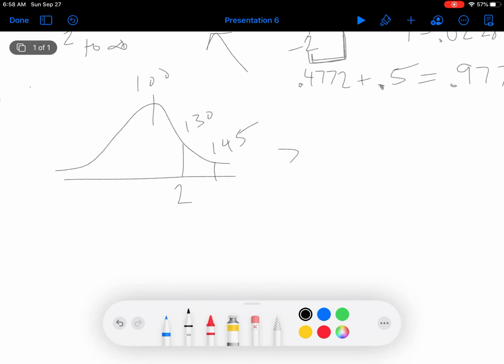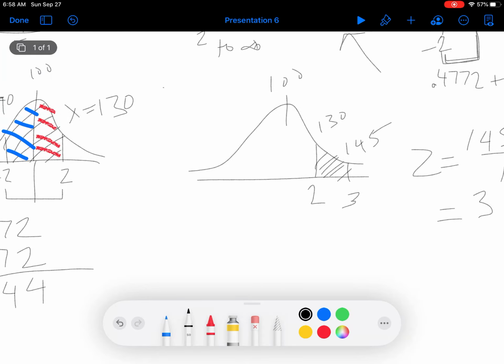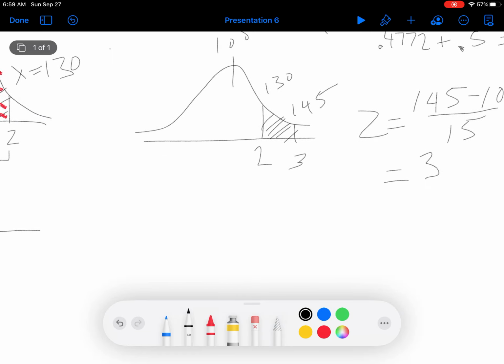So z equals 145 minus 100 over 15. I know that 145 minus 100 gives us 45. 45 divided by 15 is 3. So we're trying to figure out what's our proportion between 2 and 3 standard deviations. So for this one, we have to figure out what to look at. And there are 2 ways to do it. So I'm going to do it once the first way and then again the second way. The first way to do it is to go z to infinity.